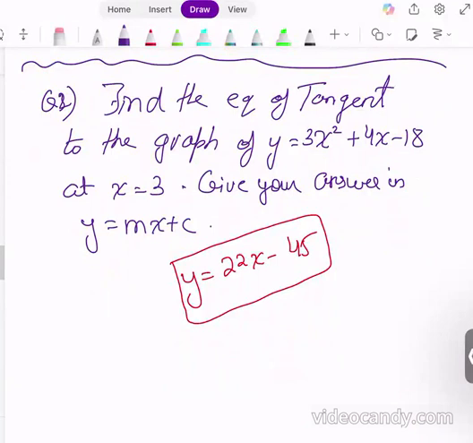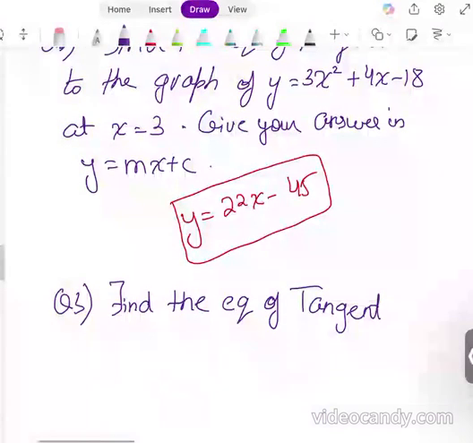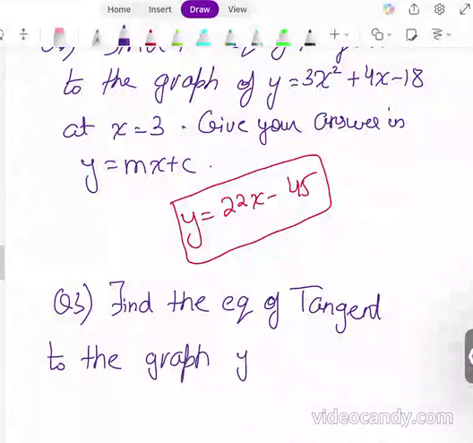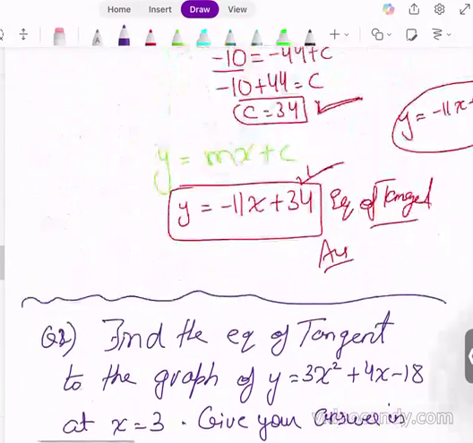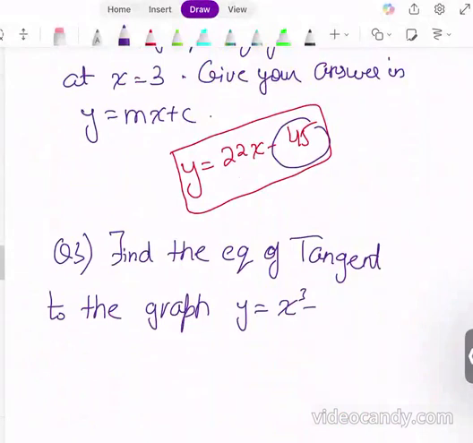Now, one more question. Find the equation of tangent to the graph. Sir, I'm getting the value for y is 13. Okay, so how is it 45? That's the value of c. This is the c value, not y. So be careful.